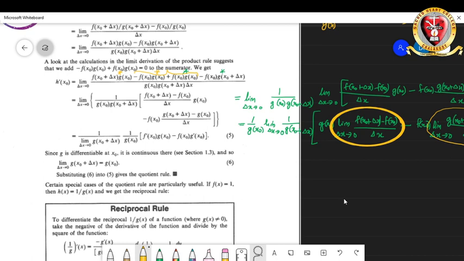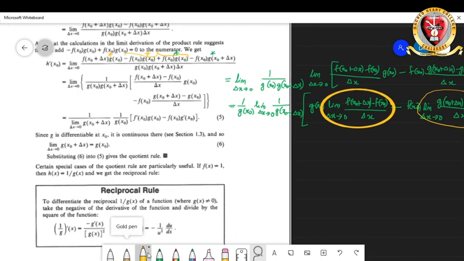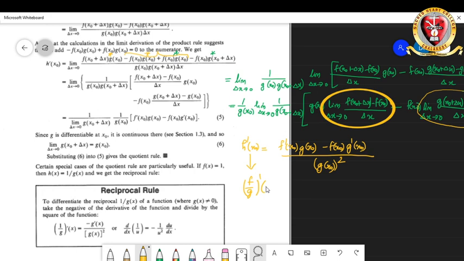And substituting everything, finally what you obtain here is h dash of x naught is nothing but f dash of x naught into g of x naught minus f of x naught into g dash of x naught, divided by g of x naught the whole square. So what is h dash of x naught? h dash of x naught is nothing but f by g the whole dash of x naught. So you have proved the quotient rule like that.